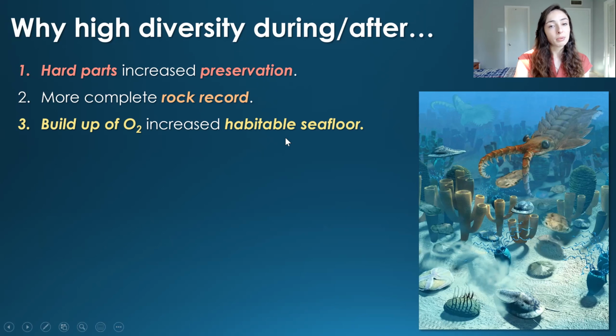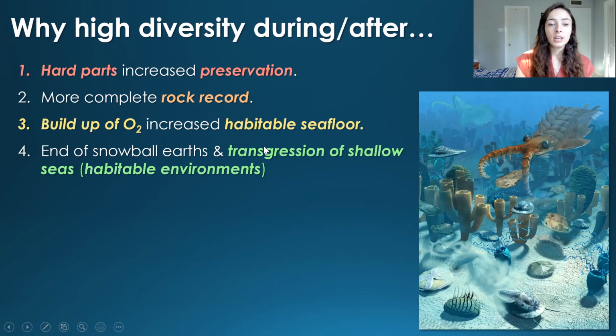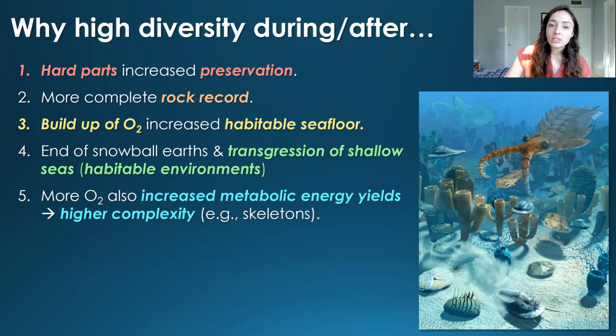And that caused an increase in habitable seafloor. And the end of the snowball Earth was caused by warming that allowed transgression of shallow seas onto continental masses at the time, which led to more habitable environments because shallow seas are great for diversifying life, especially when they just form and they're brand new and they get to just move in and diversify like crazy. And then also due to more oxygen was increased metabolic energy yields. Like I mentioned, more oxygen leads to higher complexity because these organisms are allowed to do a metabolism called oxygen respiration, like we do, that gives them more ATP and more energy to use for multicellular life and multifunctional lives.